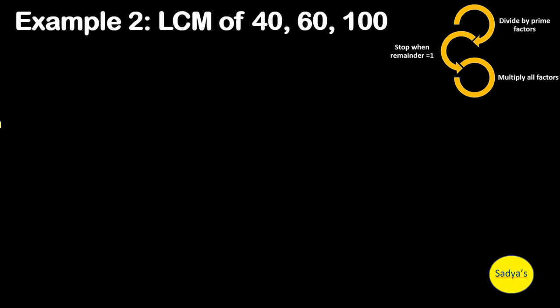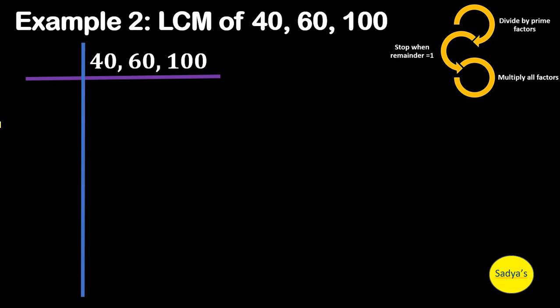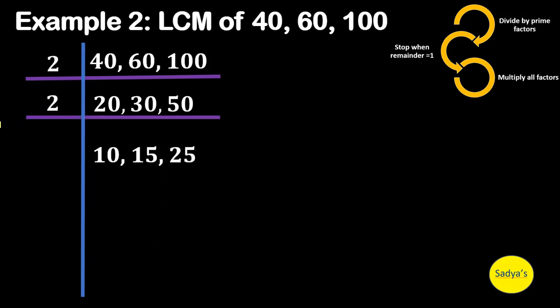Let's look at another example. If we have to find the LCM of 40, 60 and 100, we first divide by 2 to get 20, 30 and 50. We again divide by 2 to get 10, 15 and 25. I really like to divide first by all the common factors and then I move to the uncommon ones.